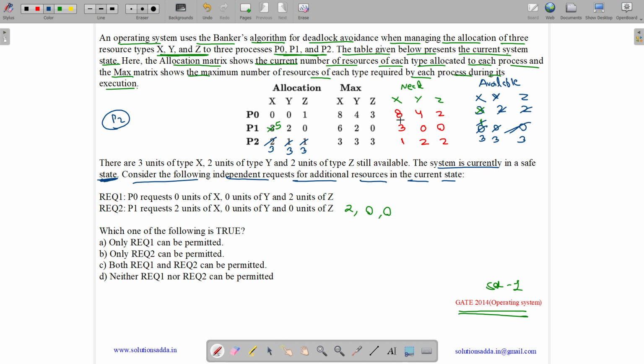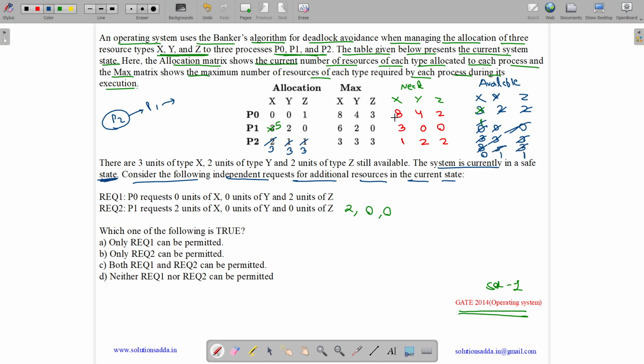Now we can do P1. Yes, P1 can be done. It will get reduced to 0, 3, 3. 3 will get incremented. Now P1 will release all its resources. So P1 will release 5 over here. It will become 8. It will release 2. It will become 5. It will release 0. It will become 3. Now after this P1 is done. Now we need 842 and we have 842 of X, Y and Z. So 8 minus 8 will become 0. 5 minus 4 will become 1. And 3 minus 2 will become 1.